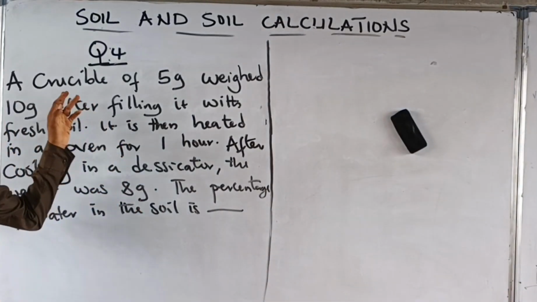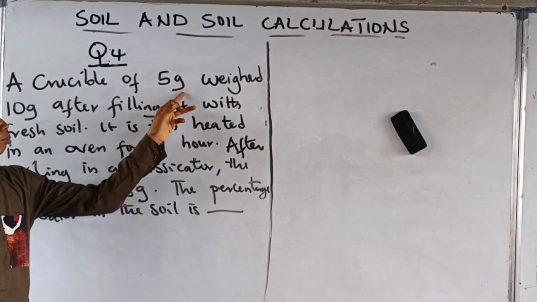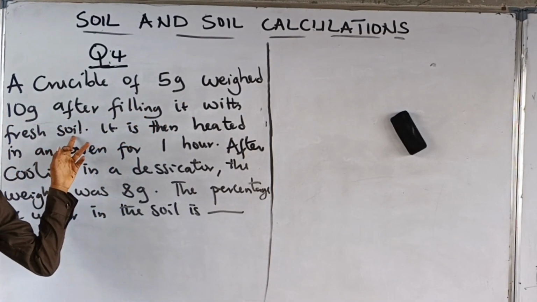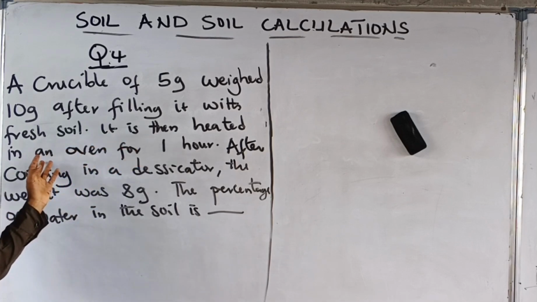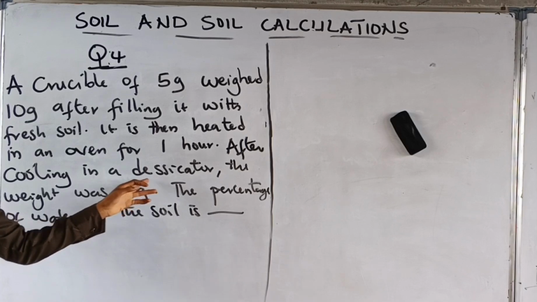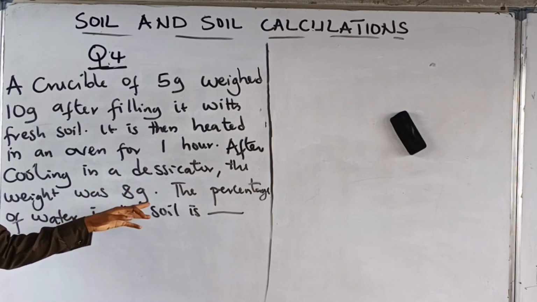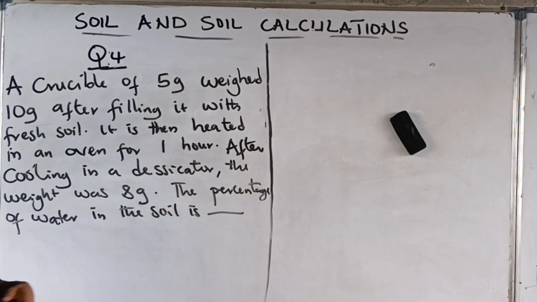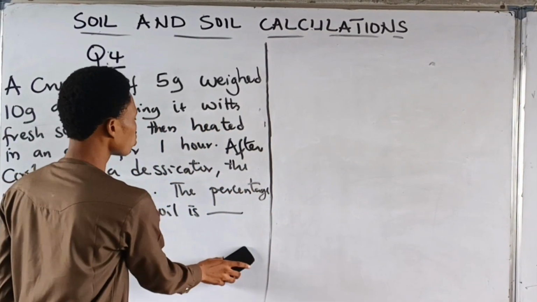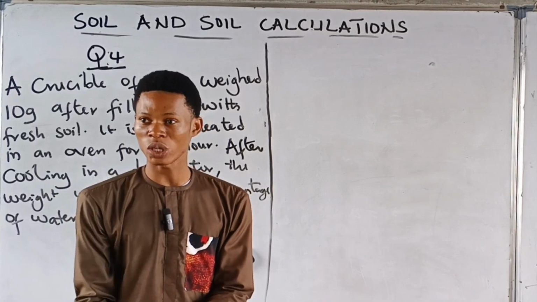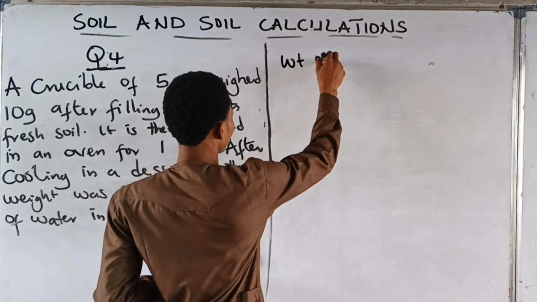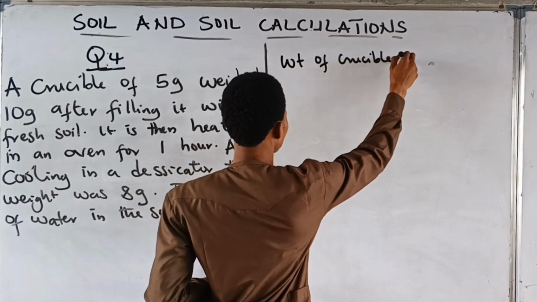Now let's look at the fourth question. A crucible of 5 grams weighed 10 grams after filling it with fresh soil. It is then heated in an oven for 1 hour. After cooling in a desiccator, the weight was 8 grams. The percentage of water in the soil is dash. Alright, now look at this. A crucible, like a container where they put the soil to heat. So a crucible, what's the weight of the crucible? Weight of crucible is equal to 5 grams.